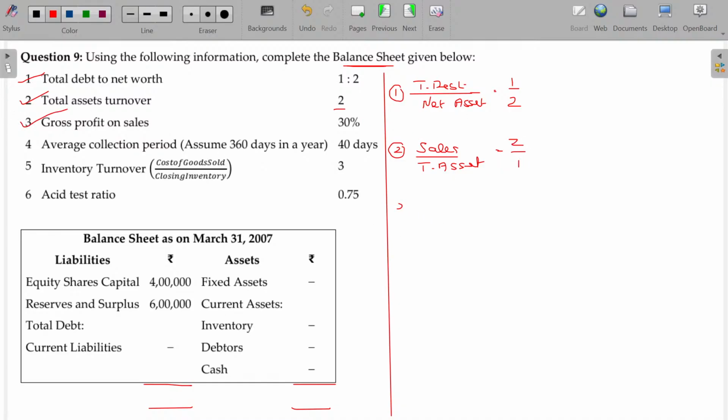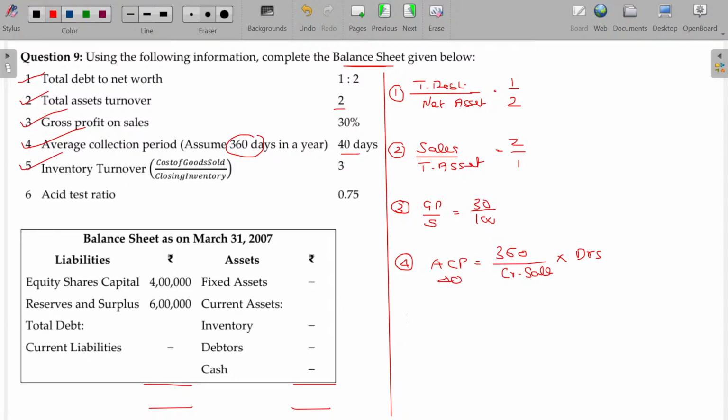GP on sales: GP by sales, 30 by 100. ACP. ACP is equal to days or months, but here days only, 360 days divided by credit sales, multiplied by debtors or receivables. This is 40 days.